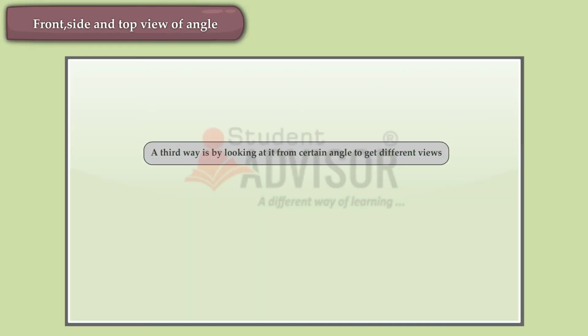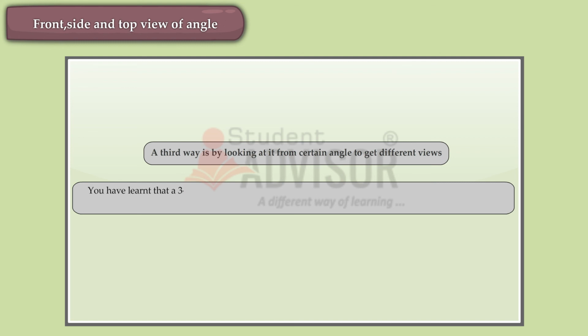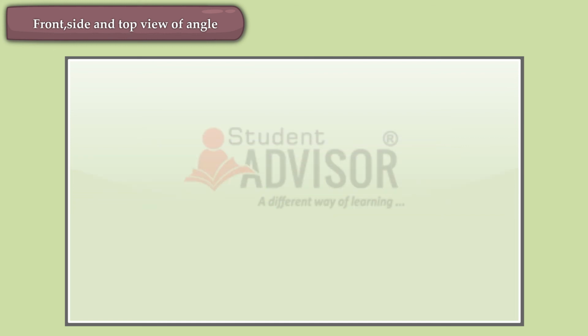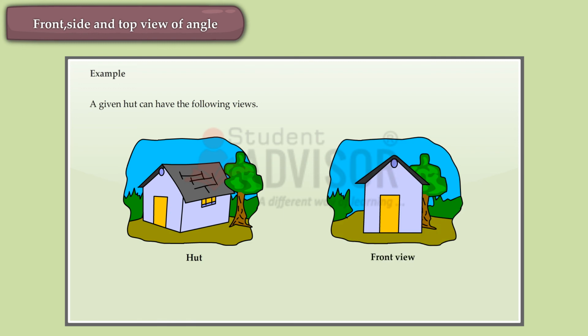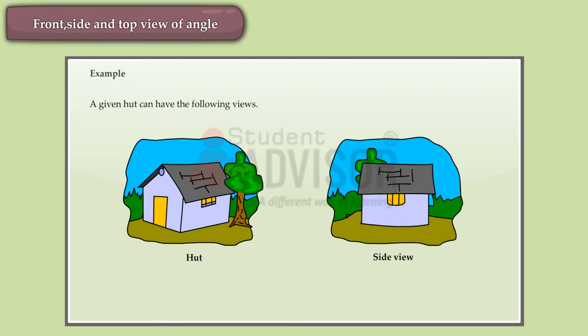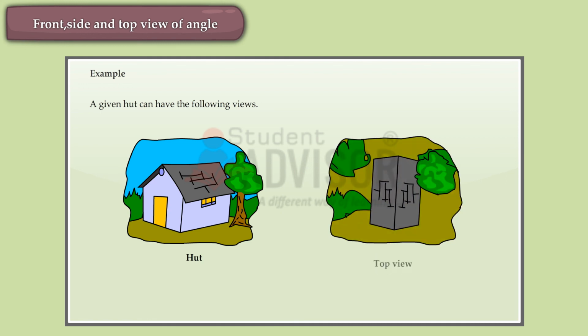A third way is by looking at it from a certain angle to get different views. You have learnt that a three-dimensional object can look different from different positions, so it can be drawn from different perspectives. Study the given examples. A given hut can have the following views: top, front and side. Front view, side view, top view.